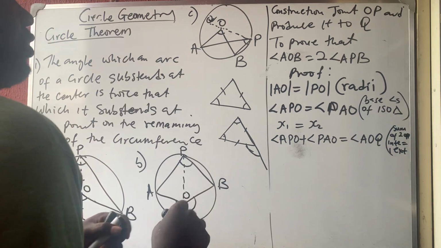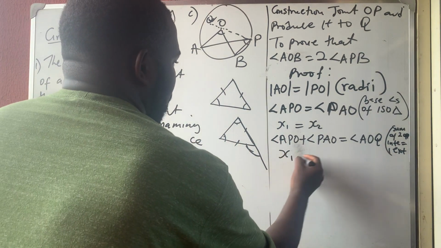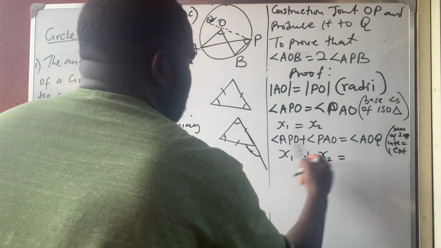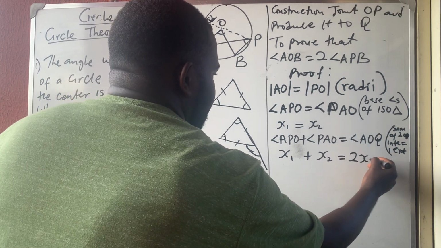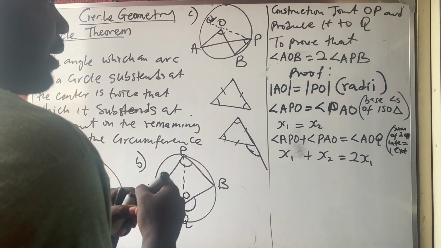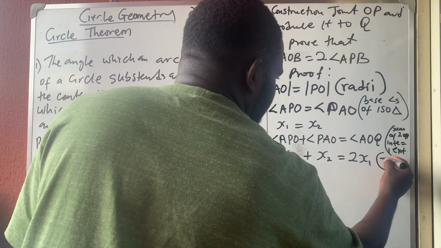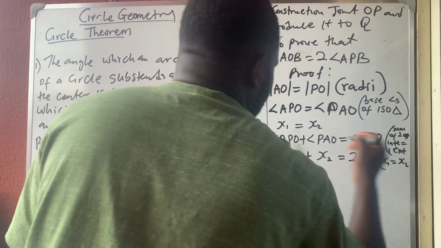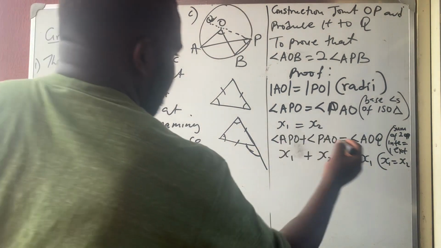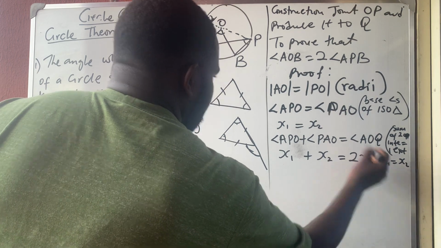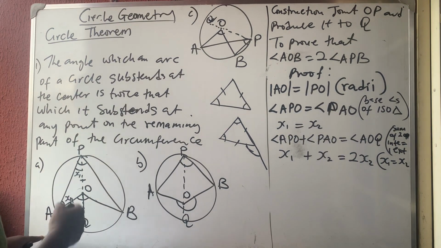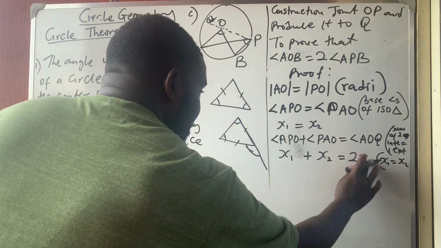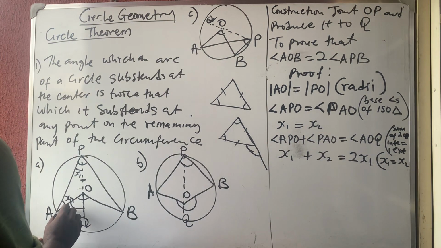So what does it mean now? That x1 plus x2 is equal to, if you add them, 2x1. Why? Because they are equal, so x1 is equal to x2. Or let me use 2x2 anyways, the one you like. They are the same thing. You still get the same answer, 2x1.